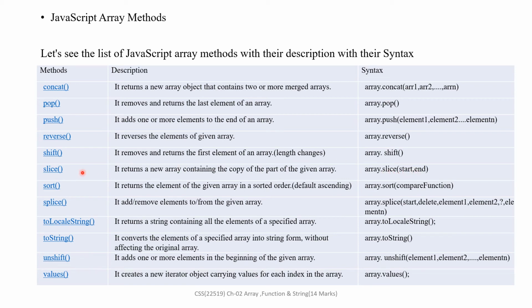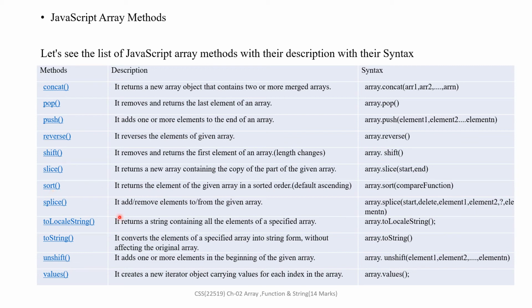Now the next method is the sort method. It returns the elements of the given array in sorted order. The default sorted order is ascending order. array.sort, and it takes a compare function. In data structures we have seen different sorting techniques, but in JavaScript this is the sort method through which we can sort the elements.